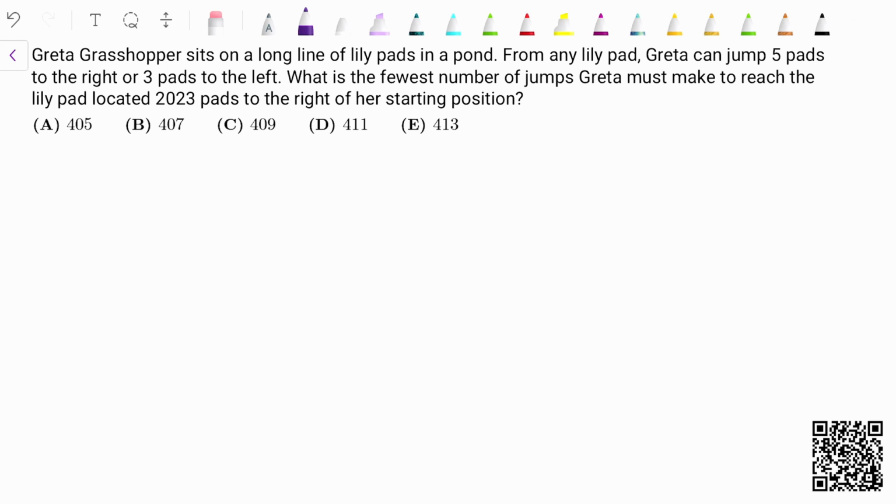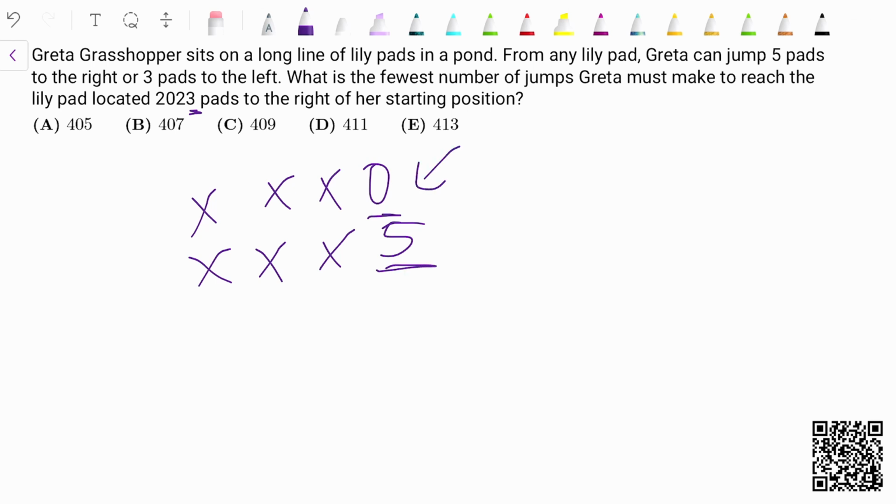The only way we can do that is if we get a number that ends in 0 or 5. So we need to see what multiple of 3 can be added in order to create something that ends in a 0 or a 5. Let's look at the 0 first. We need to find a multiple of 3 that ends in a 7, and the smallest one is 27, which is 9 jumps.